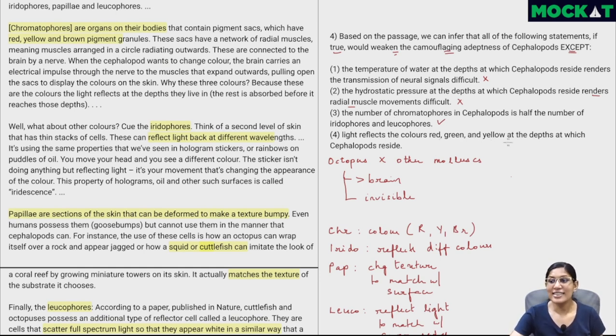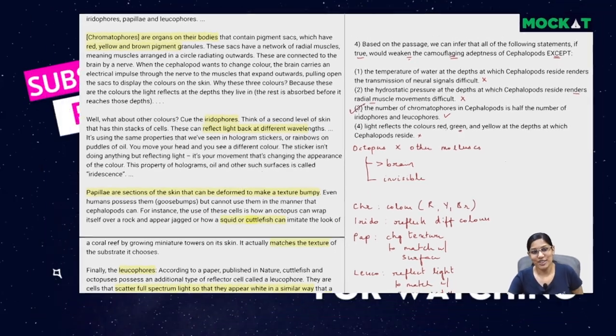Light reflects the colors red, green and yellow at the depths at which cephalopods reside. Now we know that the chromatophores essentially contain red, yellow and brown. So instead of brown, if light at that level or at that depth is actually green, then the brown pigment is not going to help them. So 2 of the colors are fine, but the third color would not actually be useful. So this is again something which would weaken the camouflaging through the chromatophores. So we can eliminate this option as well, and we'll go for the third option here.